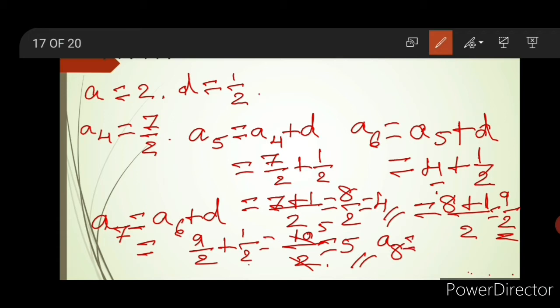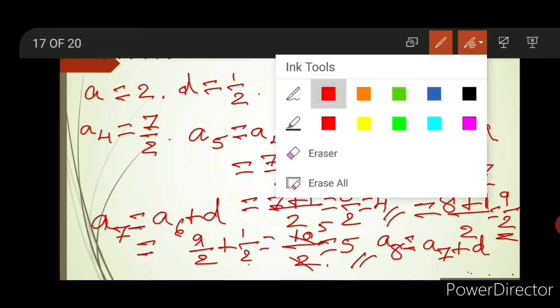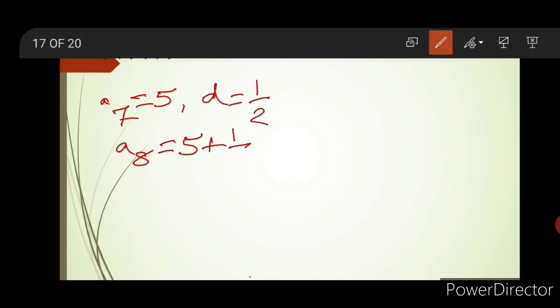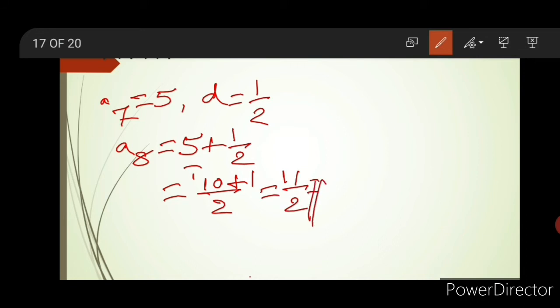We need A8, which is equal to A7 plus common difference D. What is A7? A7 is 5 and D is equal to half. So A8 is equal to 5 plus half, 5 and half. Or take LCM: 1 2 are 2, 5 2s are 10 plus 1 is equal to 11 by 2. Means 11 by 2.